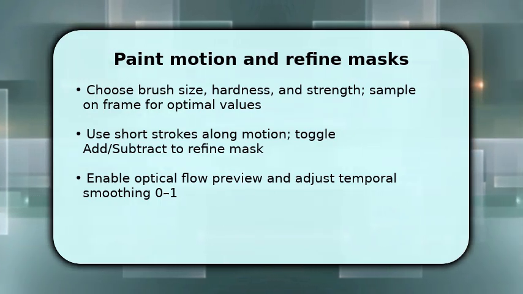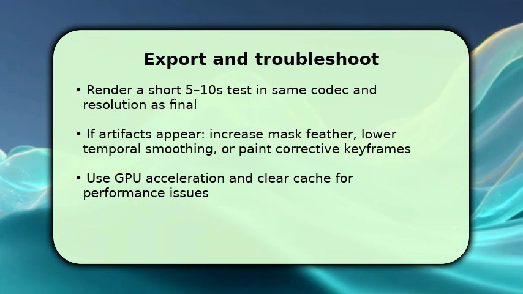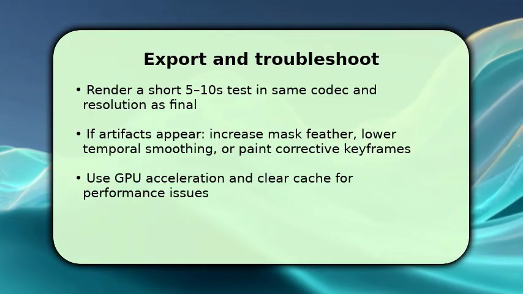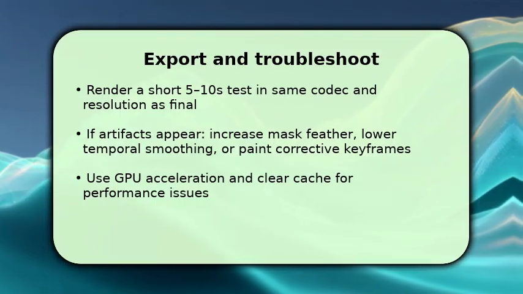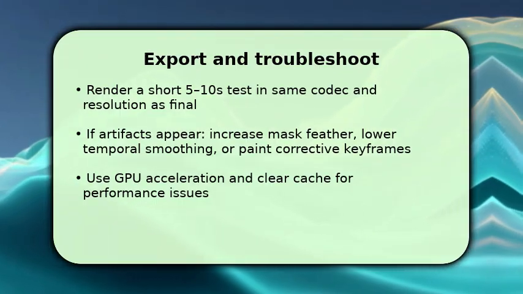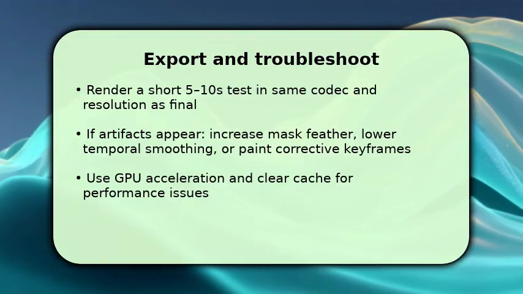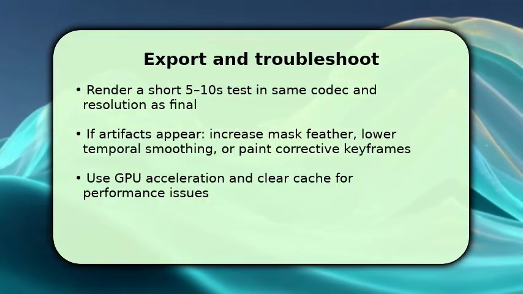To finish, render a short test segment with final codec and resolution so you can evaluate real output. If you see edge artifacts or warping, make small fixes. Increase feather to hide seams, lower temporal smoothing to restore sharp motion, or add corrective keyframes where the brush fails.